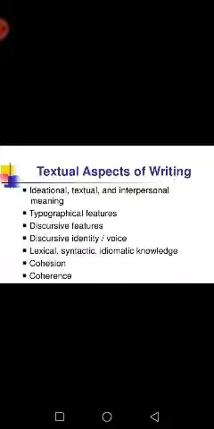Lexical relates to the vocabulary, syntax to the grammar, idiomatic knowledge, cohesion. The last two things are cohesion and coherence, the most important elements supposed to be present throughout the text. Whenever the text is not connected together between the paragraphs and sentences, the text will collapse totally. So cohesion and coherence are supposed to be found in the text.